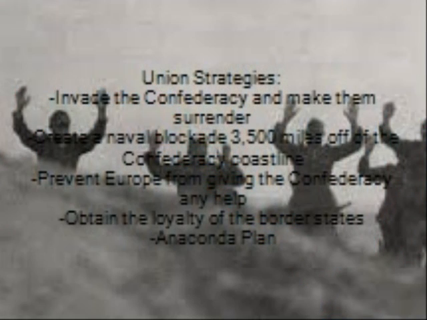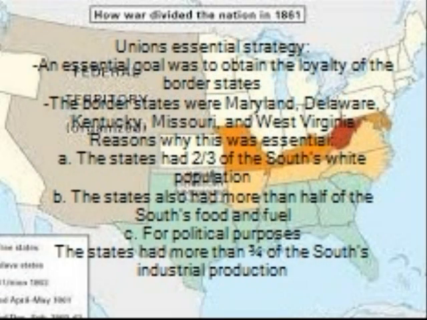Union strategies. Invade the Confederacy and make them surrender. Create a naval blockade 3,500 miles off the Confederacy coastline. Prevent Europe from giving the Confederacy any help. Obtain the loyalty of the border states. The Anaconda Plan: the Union's essential strategy.